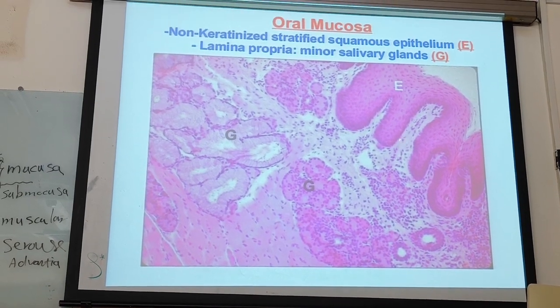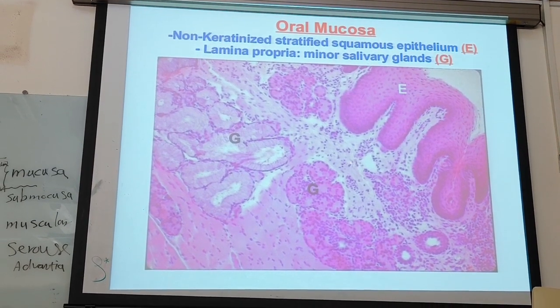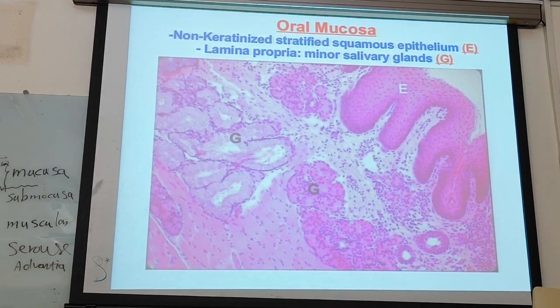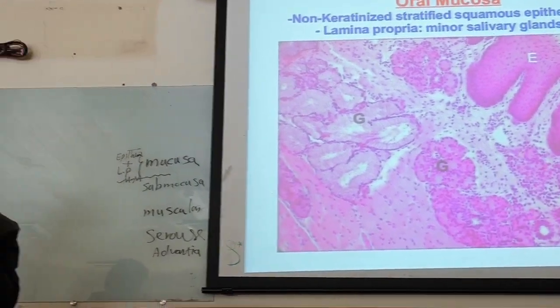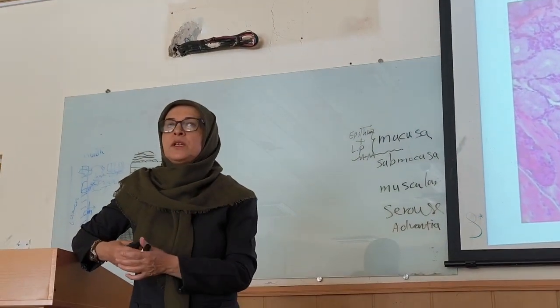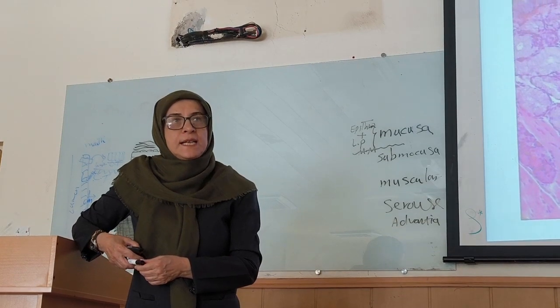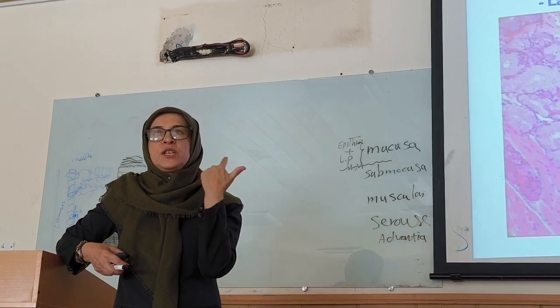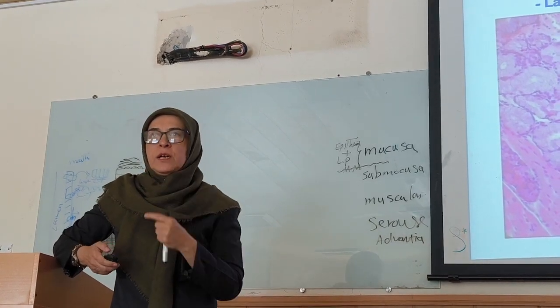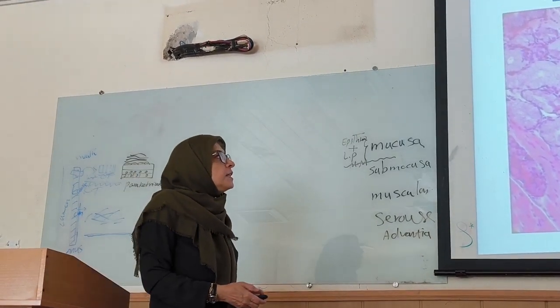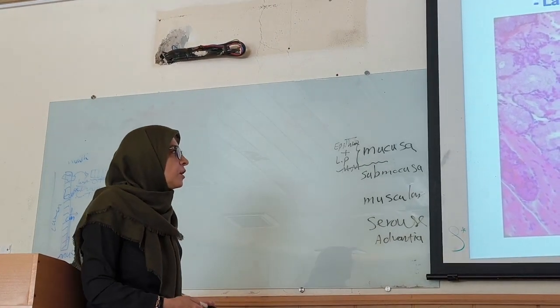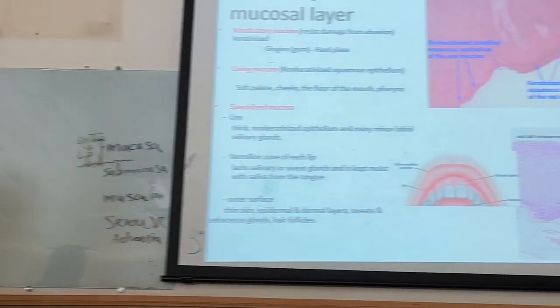And under it is a connective tissue, loose connective tissue, named the lamina propria, which includes some small or minor salivary glands. Most of them include mucous cells that produce mucus for the lubrication and also moisturizing of the oral cavity. Later, in the salivary gland lecture, I will explain the mucous cells and also the serous cells.